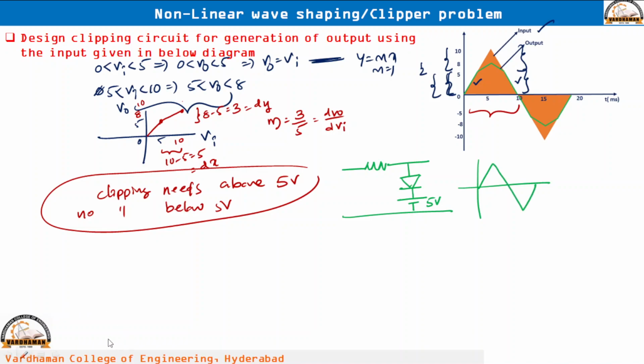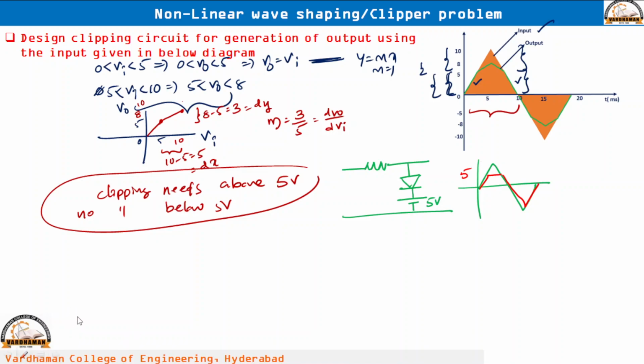The output after 5 volts, exactly you will get 5 volts, but below 5 volts there is no change. Above 5 volts you will get output equal to 5 volts only. But here we do not want this one. When input is in between 5 to 10, output should change from 5 to 8. So there is a change in the slope. The slope is not equal to 0. So we have to do some modification in this particular circuit.